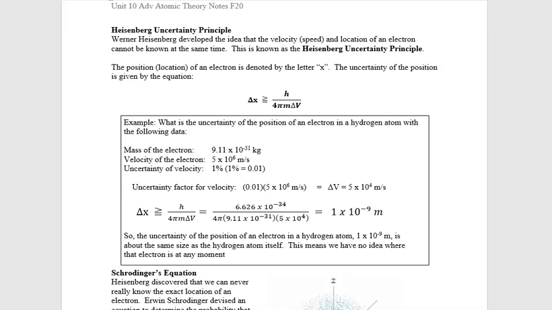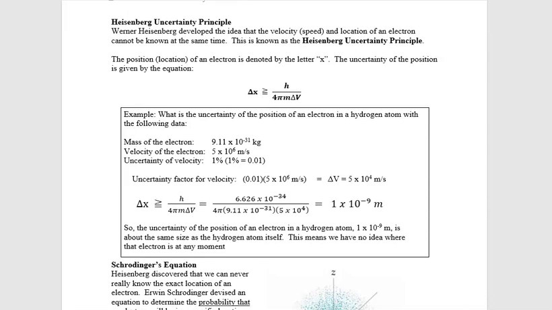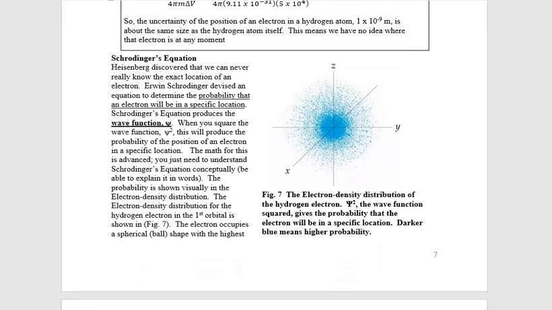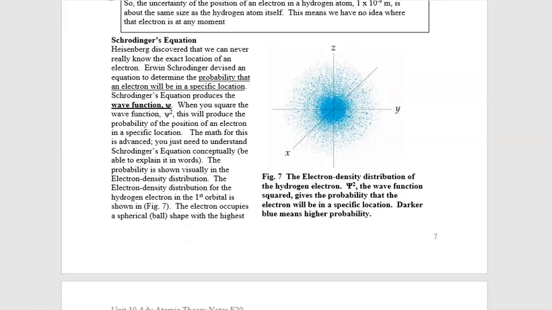All you can kind of know is where generally it might be. And a guy named Schrödinger came up with a theory and a set of equations that was able to describe that. So Schrödinger's equation. Heisenberg discovered that we can never really know the exact location of an electron. Erwin Schrödinger devised an equation to determine the probability that an electron will be in a specific location. So Schrödinger is dealing with probabilities.